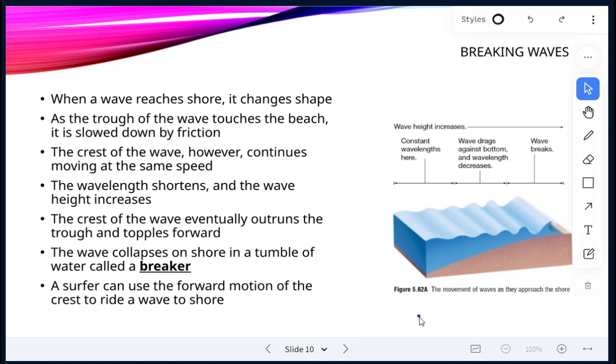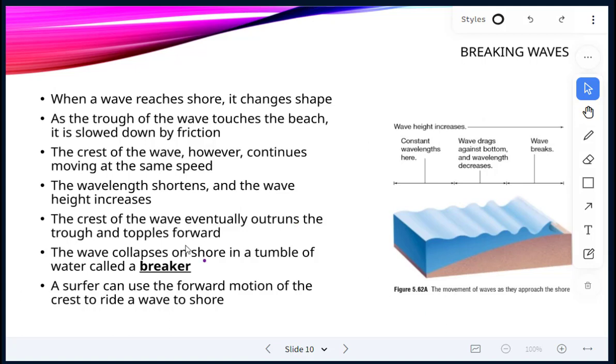Okay, so breaking waves. When a wave reaches shore, it will change shape. As the trough of the wave touches the beach, it gets slowed down by friction. The crest of the wave will, however, continue moving at the same speed. The wavelength shortens, the wave height increases. So the crest of the wave will outrun the trough and topple forward.